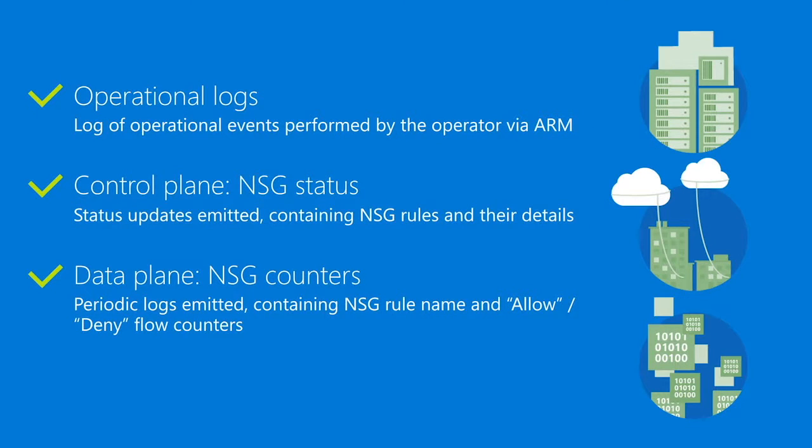The third one is the data plane counters, the NSG counters. We keep track of how many flows were allowed or denied per NSG per NIC in your system, such that you can go and query it. And if you suspect something is wrong, you can dig more into what's happening with the number of flows flowing through your system.